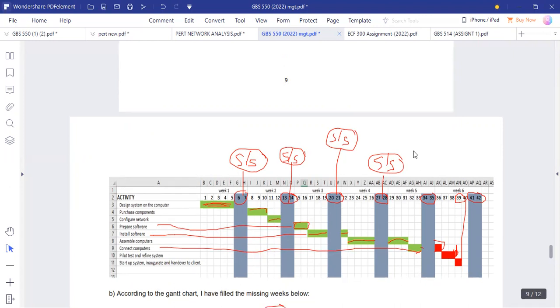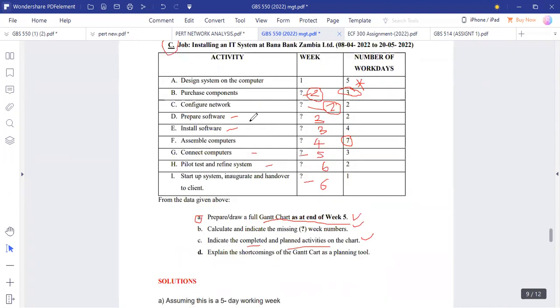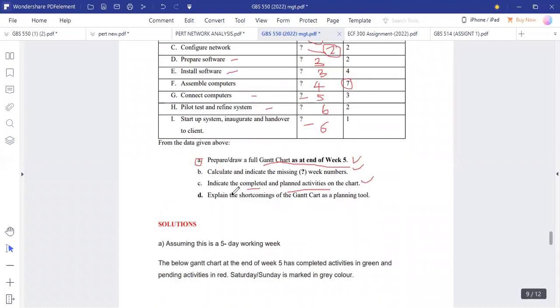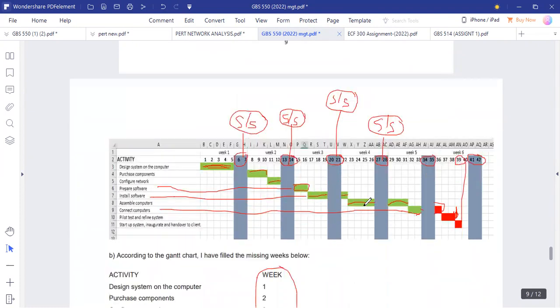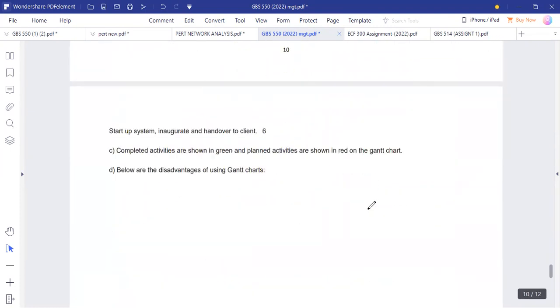We are able to finish all these activities, starting from designing system, getting down to startup system, then inaugurate and hand over to client. Then the other part, the shortcoming for the Gantt chart, is a theoretical part, which I think has been explained.